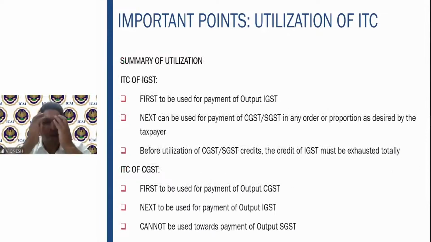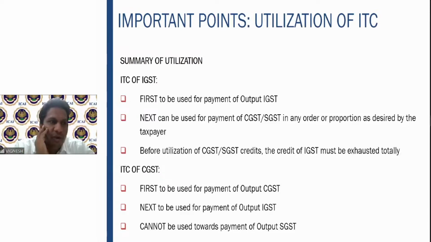Fine. Then the summary of utilization is only important. First, to take IGST ITC credit. So how do you approach a problem which is asked based on order of utilization of credit? These slides are important for you. First, to take ITC of IGST, you have to use that towards the payment of output IGST.